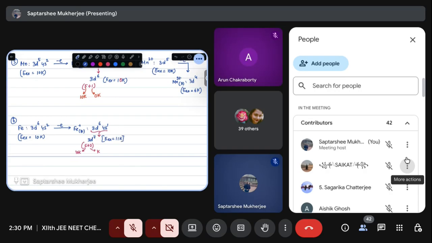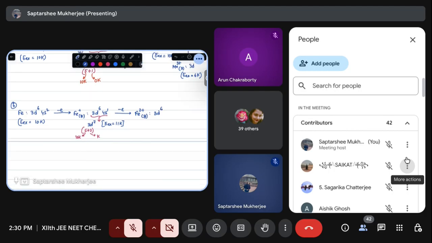If I remove another electron, Fe plus 2 gas, what is it? It will be having which configuration? 3d6 then? What is the exchange energy then supposed to be? If I remove another electron and get converted into Fe plus 3 gas, 3d5.